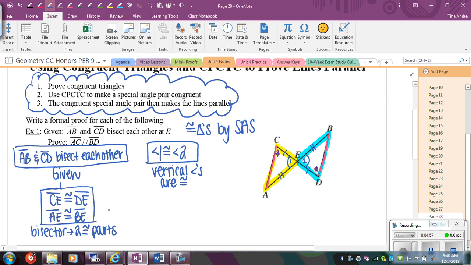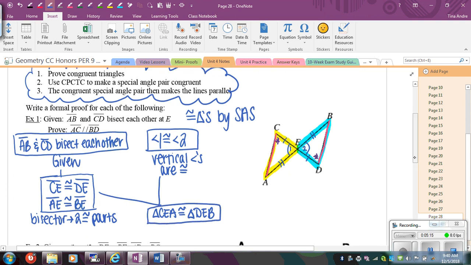Now I can go ahead and connect these and say that triangle CEA is congruent to triangle DEB. Again, I'm paying attention to the order of my letters here to make sure that the corresponding parts are lining up when I write my congruence statement. And this is by side angle side. Just to verify, I have one side here, my angle is right there, and then my other pair of sides is right here. So I have all three things mentioned in my proof.